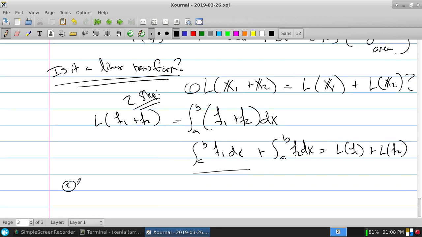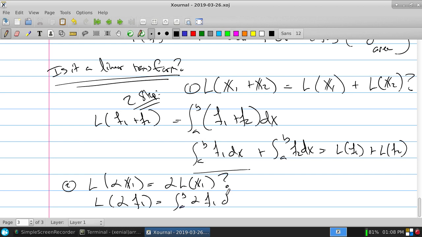The second thing to worry about is, well, what if I want to take an alpha f1? It better be alpha L of f1. Well, is that true? Well, what is L of alpha f1? That is equal to what? I integrate from A to B of alpha f1 dx. That's how I do the transform. Where is this alpha allowed to be? It can slip out of the integral. And so this is alpha times the integral from A to B of f1 dx, which is equal to alpha L of f1. So, yep, this is true.